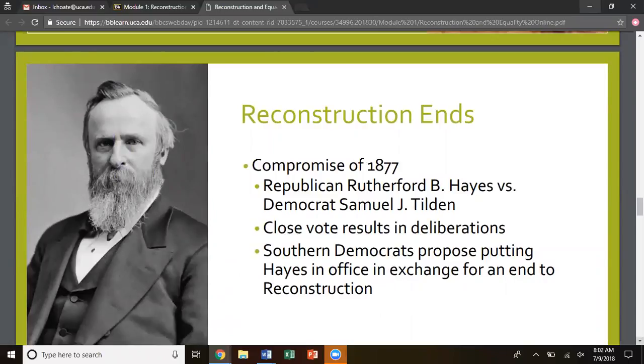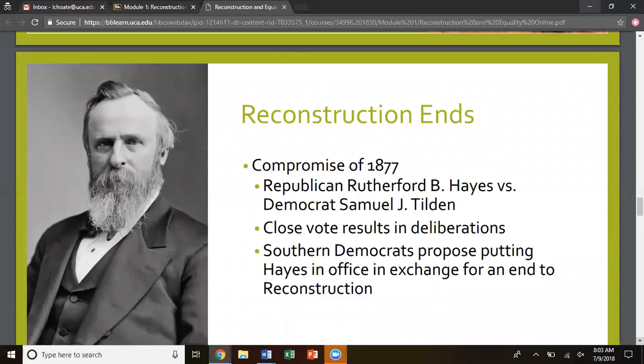Reconstruction will come to an end in 1877 when there is a presidential election. In 1876, Republican Rutherford B. Hayes and Democrat Samuel J. Tilden will run against each other for president. Now, Reconstruction is one of the big issues. Reconstruction is defined as the federal government controlling the South. And so it's going to be a big issue in a presidential election. But by 1877, there are a lot of other factors in play, like a national economic depression. And that's distracting people from the needs of the South. And it becomes the more important issue in 1877.